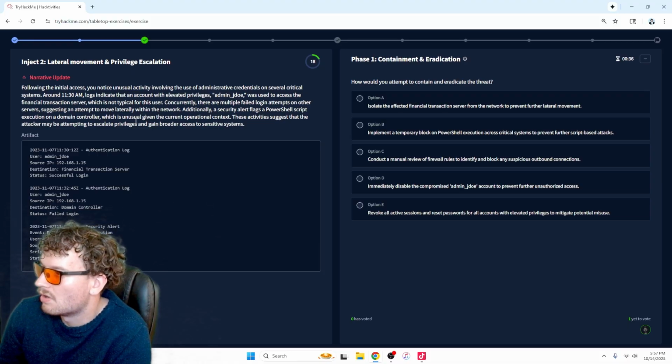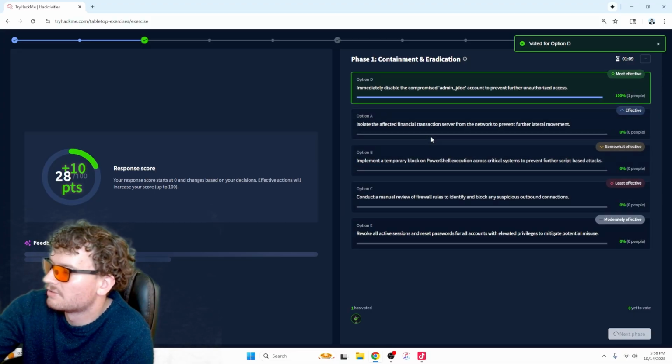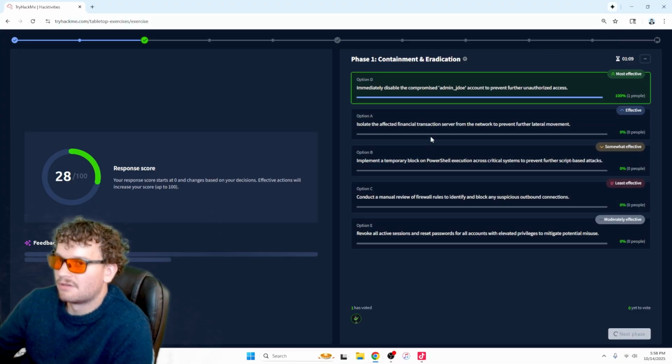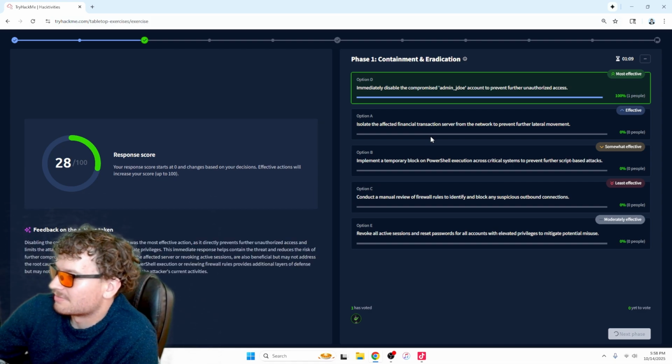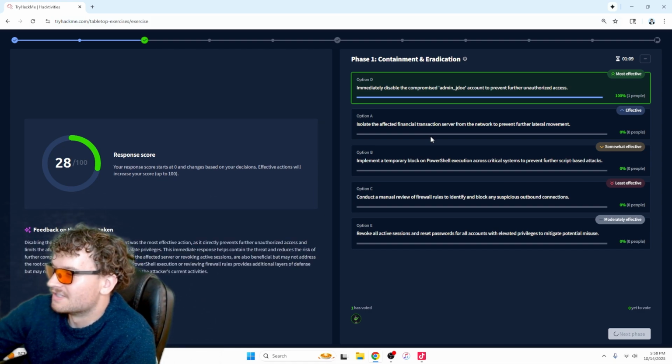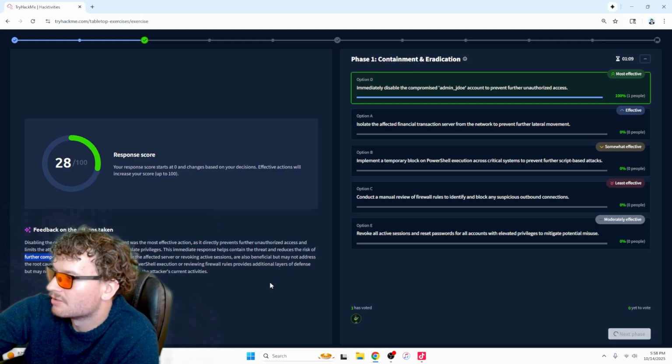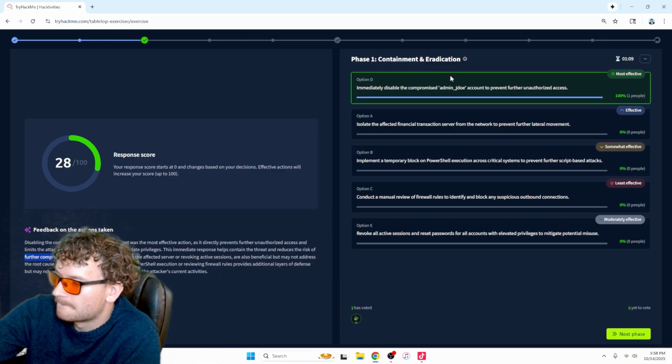What would I do to contain and eradicate this threat? I would definitely disable John Doe's account to prevent further unauthorized access. Pretty self-explanatory. If you disable his access, that contains the threat and reduces the risk of further compromise, and he won't be able to use PowerShell execution on the machine because his account has been prevented from further access.